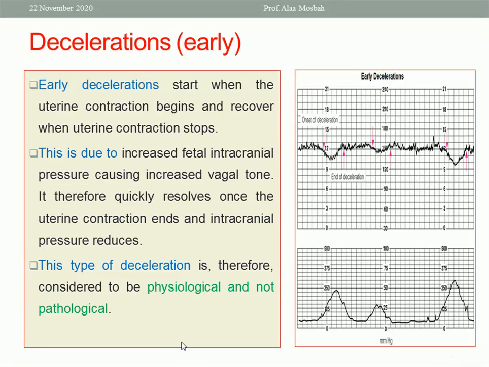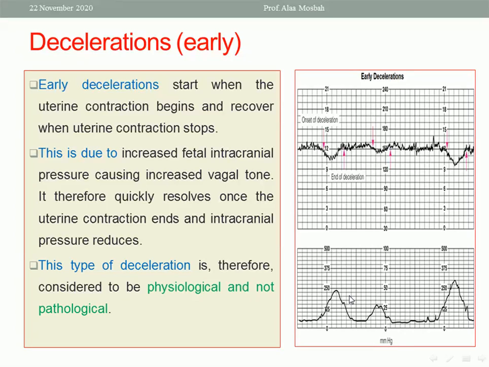Early deceleration starts when uterine contraction begins and recovers when uterine contraction stops. Look at the picture. This is the deceleration. It starts when uterine contraction begins. This is the uterine contraction here. Look at this lower one, this signal for uterine contraction. Look at the descent here of the fetal heart rate: it started with the uterine contraction and ended with the end of the uterine contraction. Okay, so this is called early deceleration.